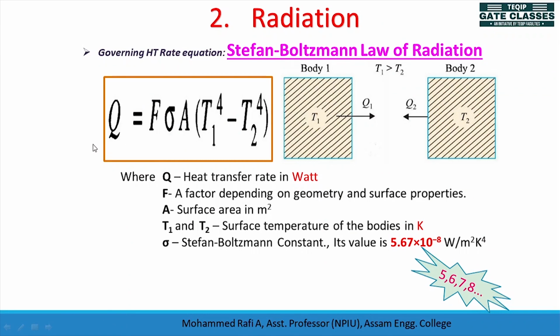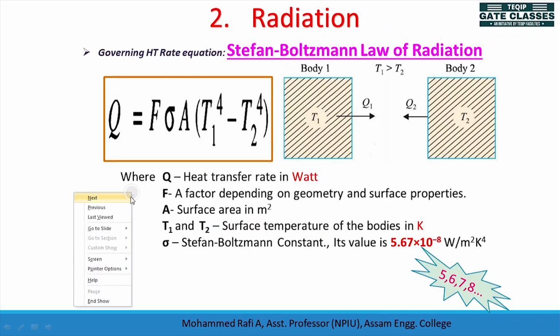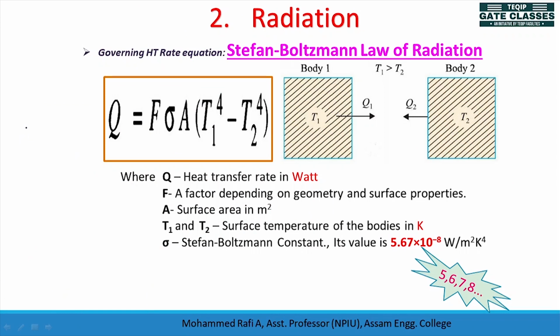Just like I told in conduction, here also the scientists Stefan and Boltzmann started to do some experiments, and they observed some similarity between the parameters, and thereby they defined the expression for heat transfer rate in radiation. They observed that heat transfer rate was proportional to the surface area as well as the fourth power of temperature in Kelvin. This is very important.